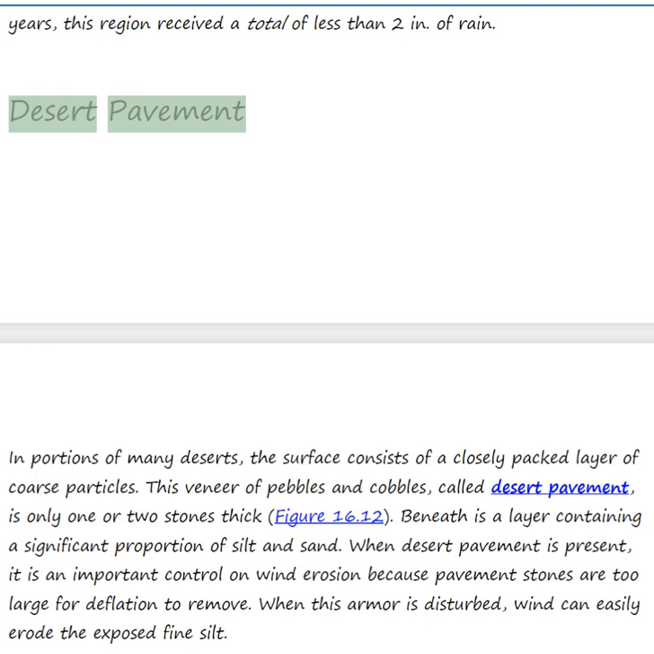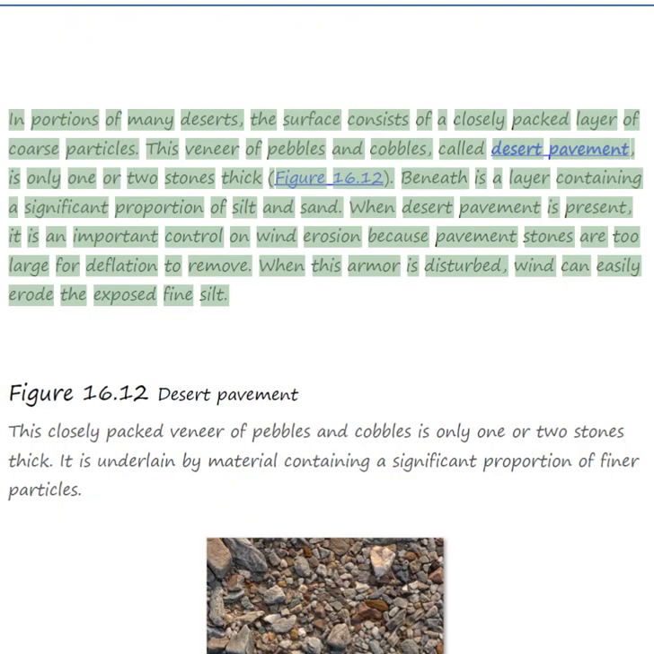Desert pavement. In portions of many deserts, the surface consists of a closely packed layer of coarse particles. This veneer of pebbles and cobbles, called desert pavement, is only 1 or 2 stones thick. Beneath is a layer containing a significant proportion of silt and sand. When desert pavement is present, it is an important control on wind erosion because pavement stones are too large for deflation to remove. When this armor is disturbed, wind can easily erode the exposed fine silt.